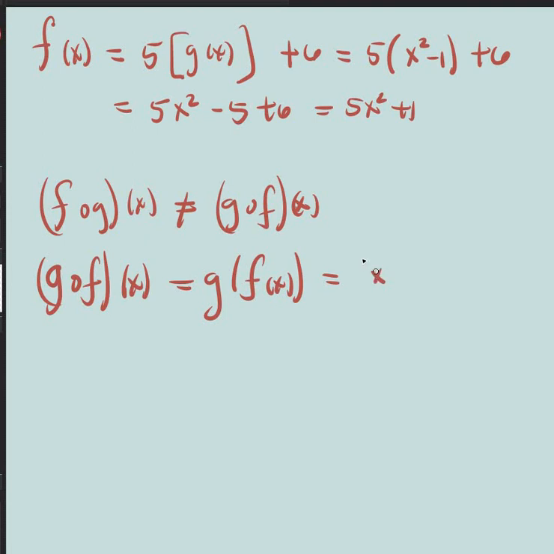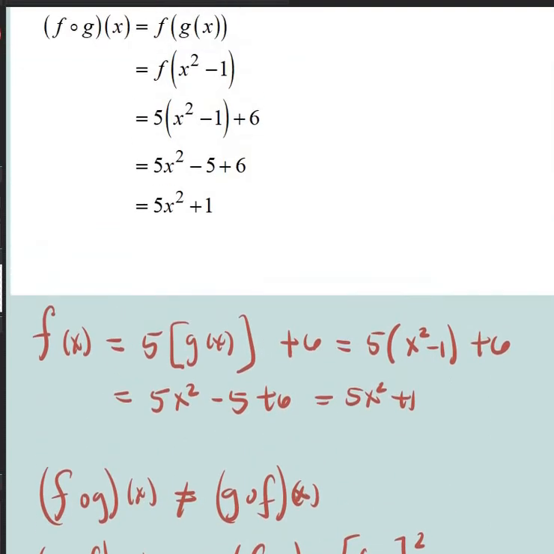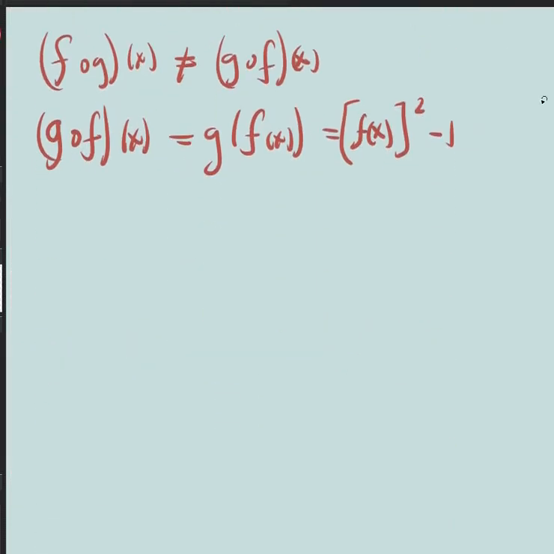Let's put here x squared minus 1. But this x is no longer x. This x is going to be now f of x. And this f of x is this 5x plus 6, right? Let's go here and see if that's the right function. Yeah, 5x plus 6. So what we're going to do now is substitute here f of x, which is 5x plus 6, and it's squared minus 1.